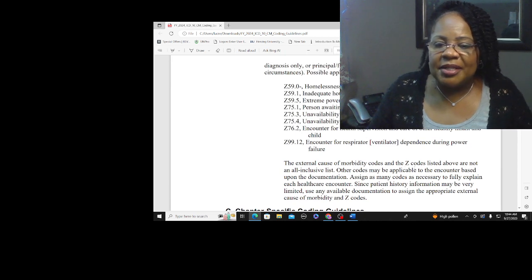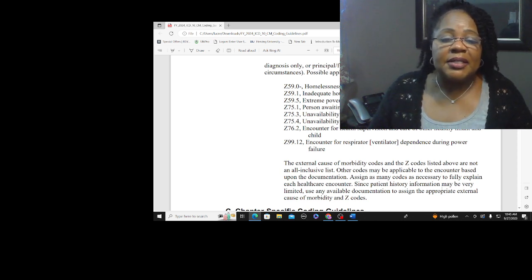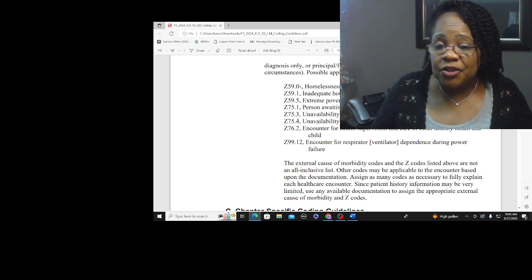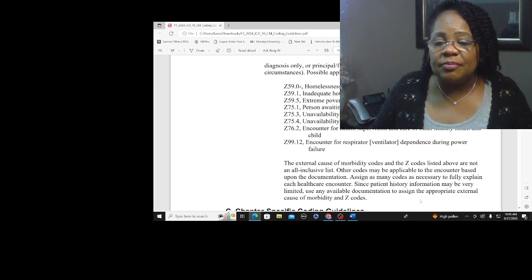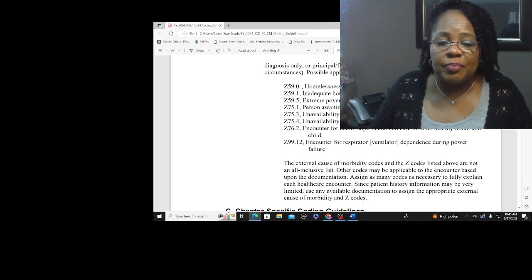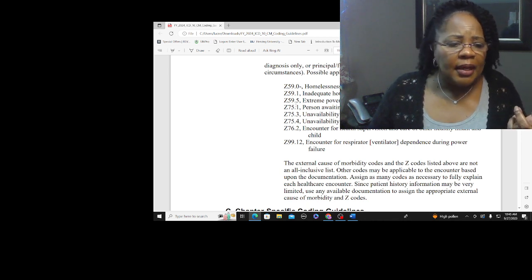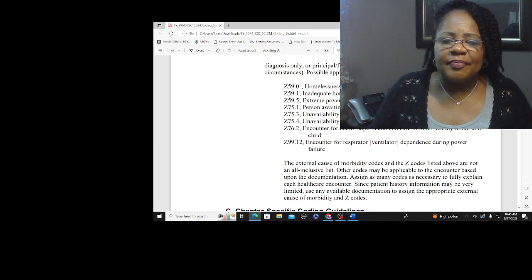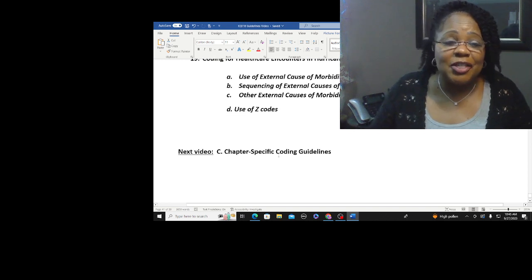External cause and morbidity codes and the Z codes listed above are not an all-inclusive list. Other codes may be applicable to the encounter based upon the documentation. Assign as many codes as necessary to fully explain each healthcare encounter. And since patient history information may be very limited, use any available documentation to assign the appropriate external cause of morbidity and Z codes. Other Z codes that I'm shocked aren't listed on here are allergies to penicillin, sulfa, different things that physicians need to be aware of. All right, let me double check my guidelines when I pulled them over. Use of Z codes. That's it, guys. We have finished B.